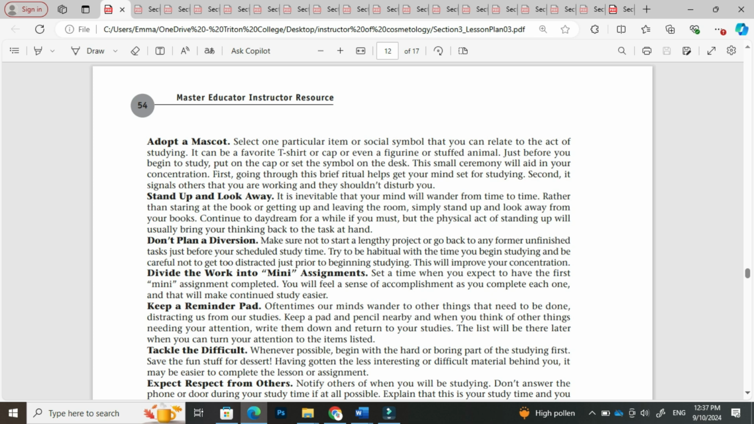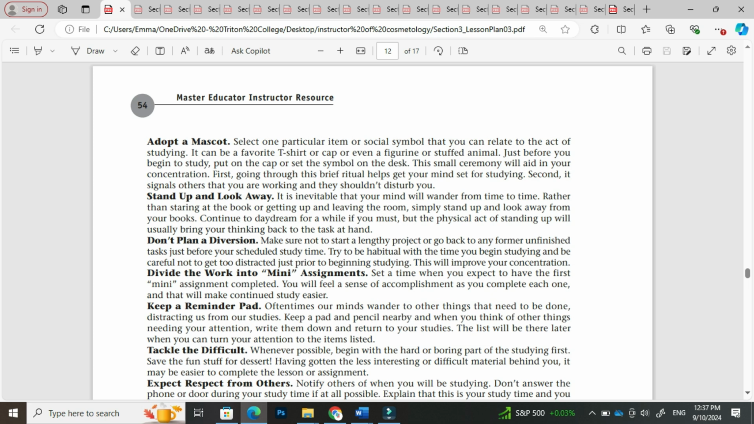First, going through this ritual helps get your mind set for studying. Second, it signals others that you are working and they shouldn't disturb you.